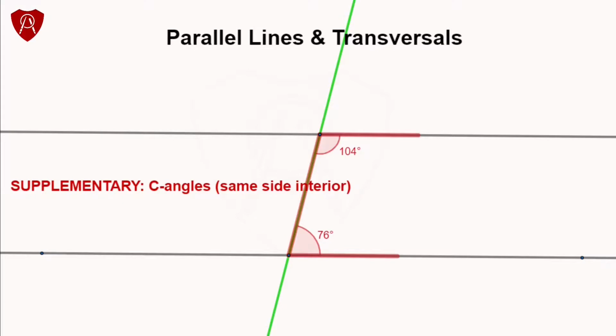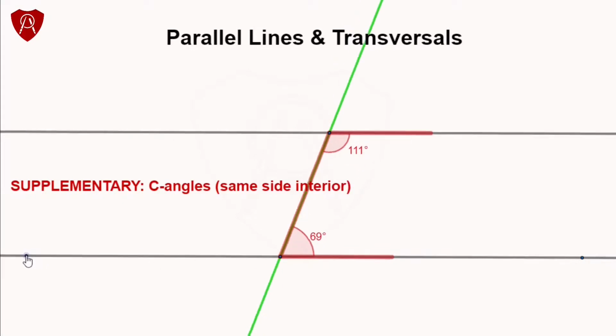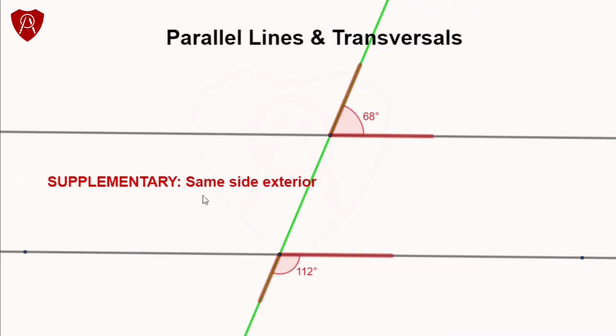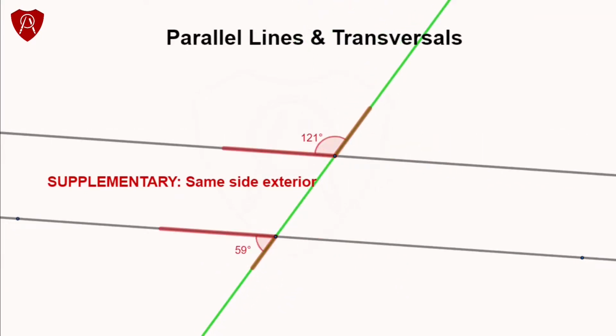And here is the other pair when we flip to the other side of the transversal. Supplementary angles. Same side exterior angles, like these two, are also supplementary. Outside the two parallel lines, on the same side of the transversal, we find a pair of angles that will always add up to 180 degrees. Same side exterior angles are always supplementary.